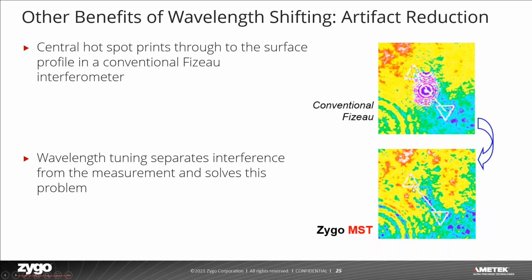This is because you're looking at a specific cavity length. What this bullseye is actually just an internal cavity. So as long as that internal cavity is a different length from the cavity that you're trying to measure, it's not going to show up in your MST data.